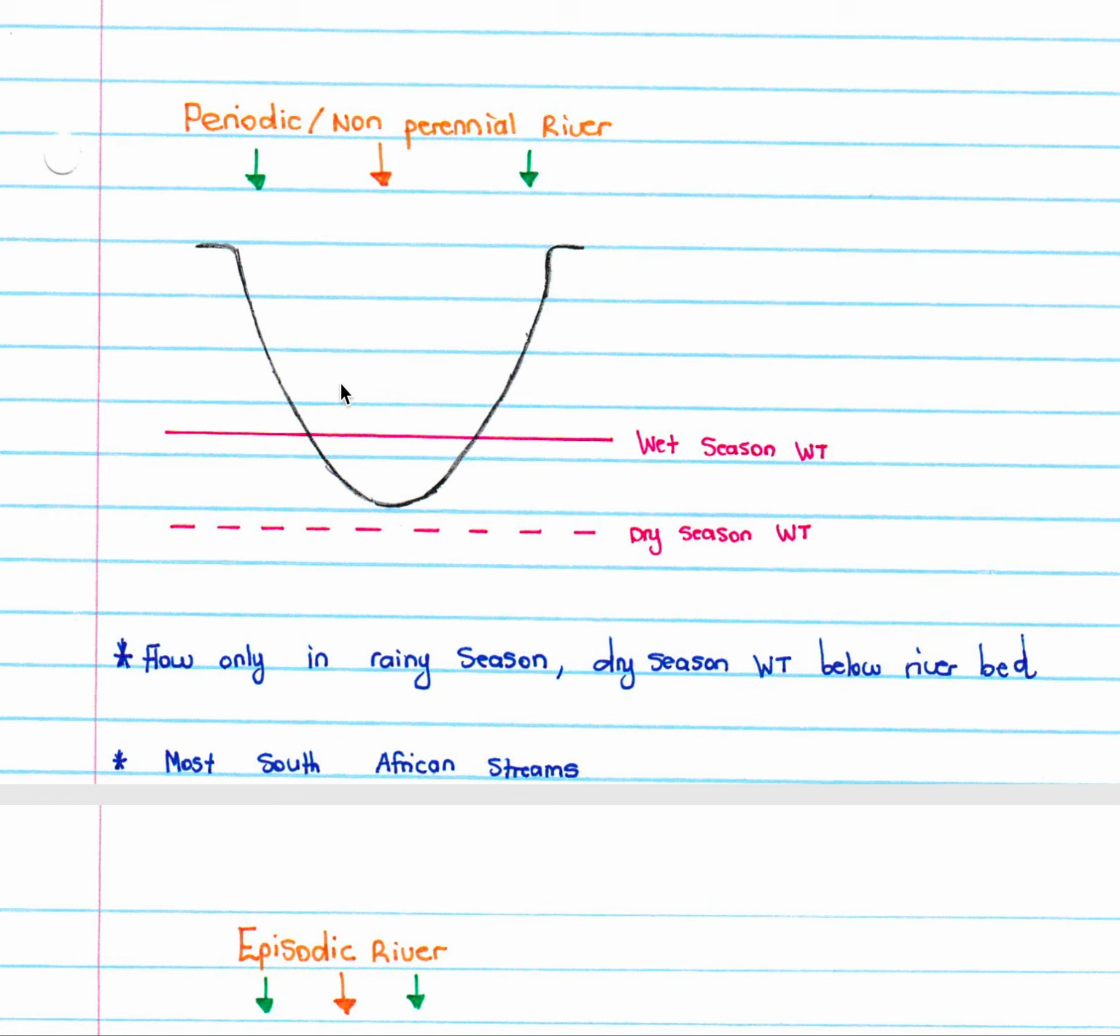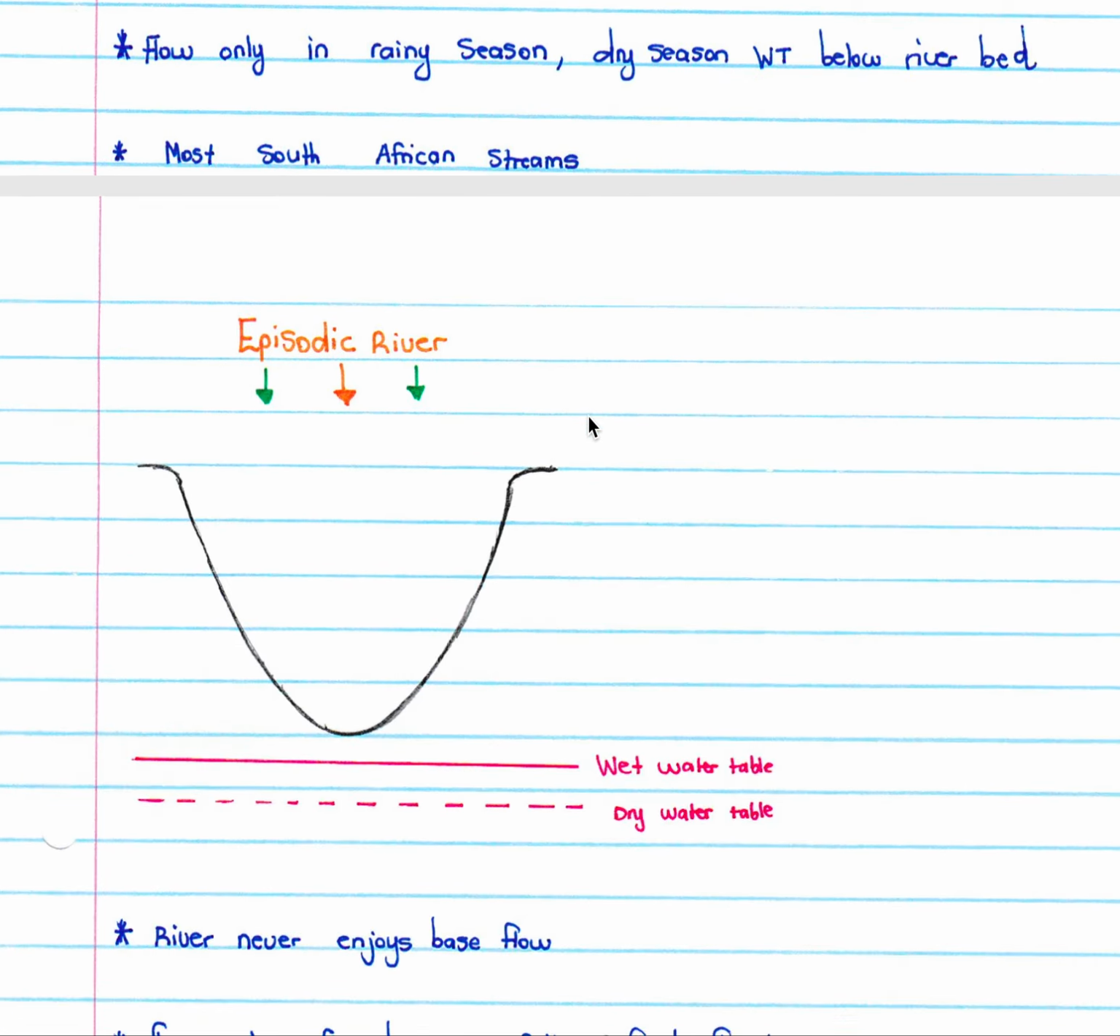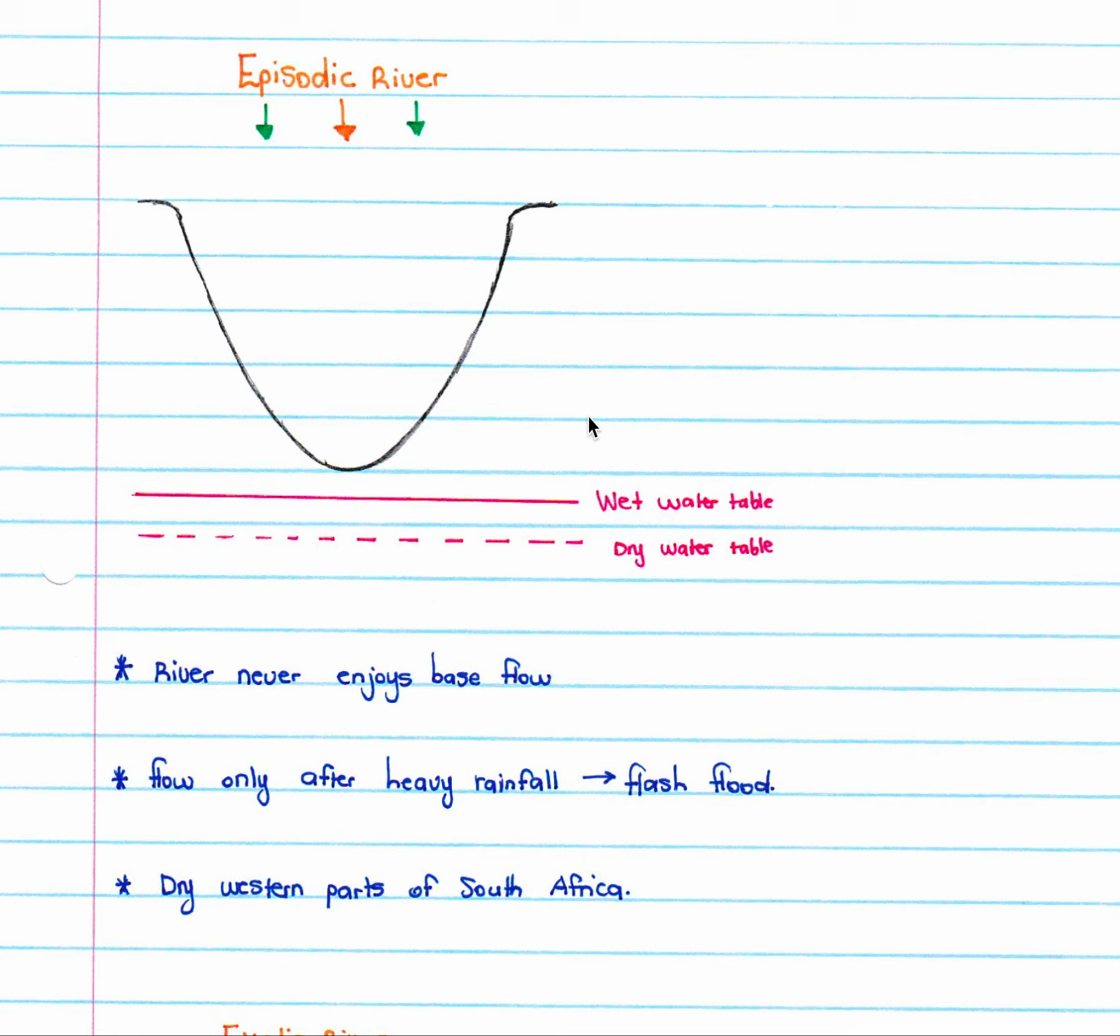Examples of a periodic river are most South African streams. Most rivers in South Africa are non-perennial and only flow during the wet season. Next, we look at an episodic river, which is a river that never enjoys base flow. It only flows after heavy rainfall or a flash flood.